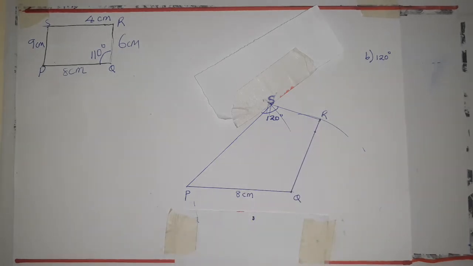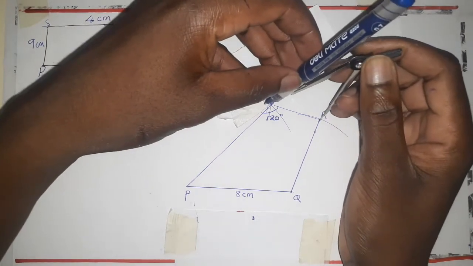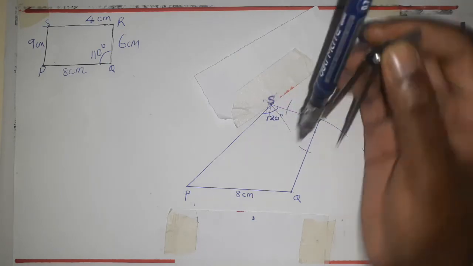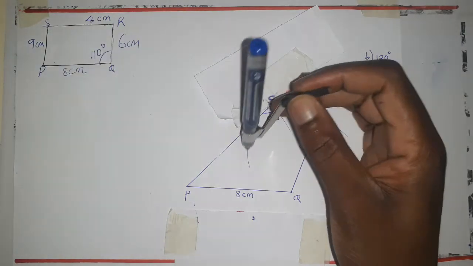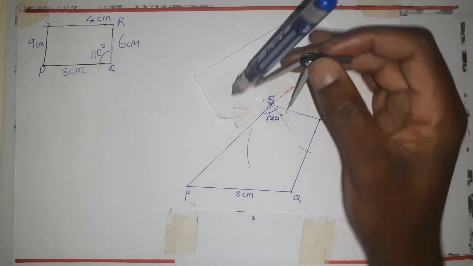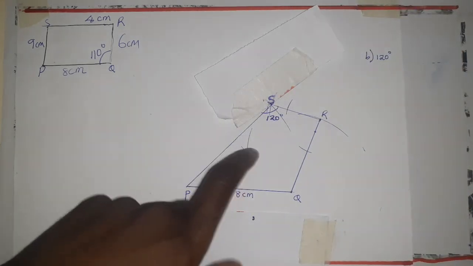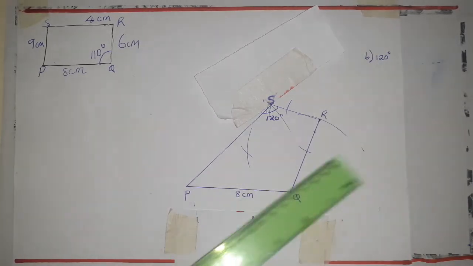So let's do the bisecting. How do we bisect an angle? That is what we are demonstrating. We draw an arc here and another arc here. Then we use these arcs now. Let me extend this. Have you seen this point where the two arcs are crossing? There we are going to draw a straight line from this point R.